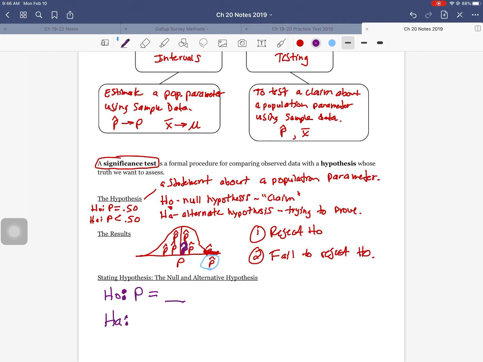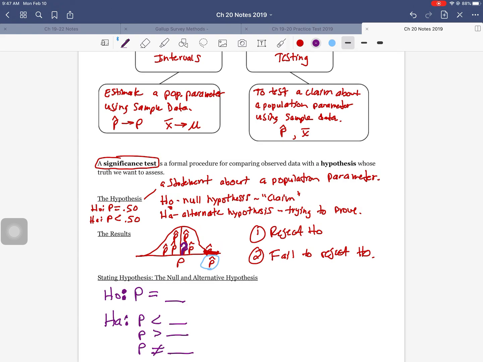Now, the alternate hypothesis could be any one of three options. We could say that we think the real P is less than the null. We could say the real mean is greater than the null. Or we can just say, you know what, I just don't think that the P equals the null. So those are your options. The null is always the same. It has to be equal. The alternate is always less than, it's always greater than, or it's not equal to.